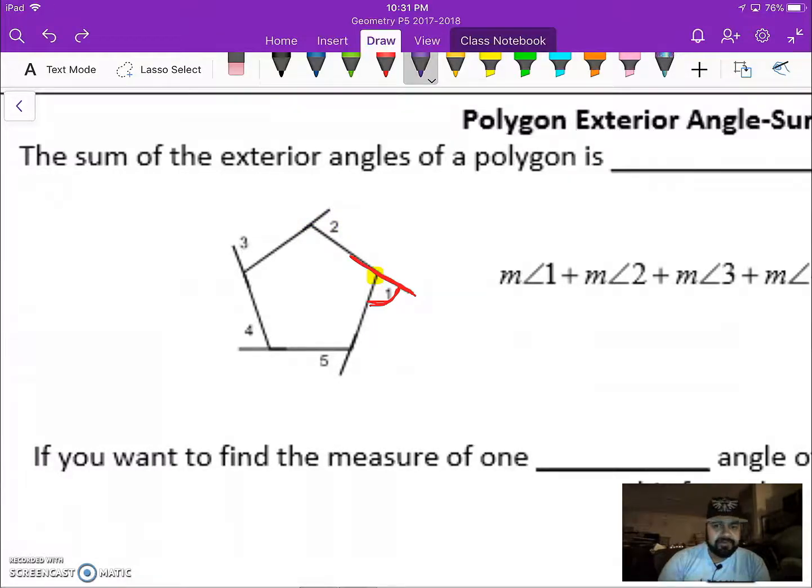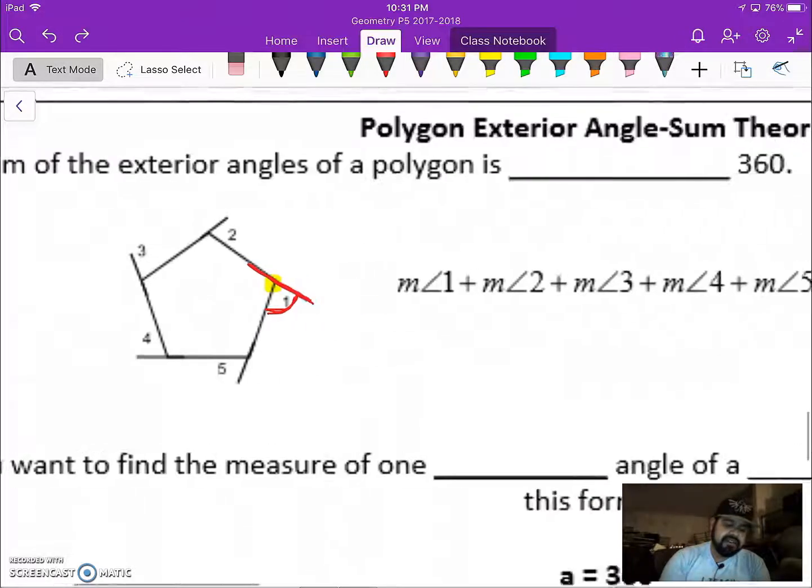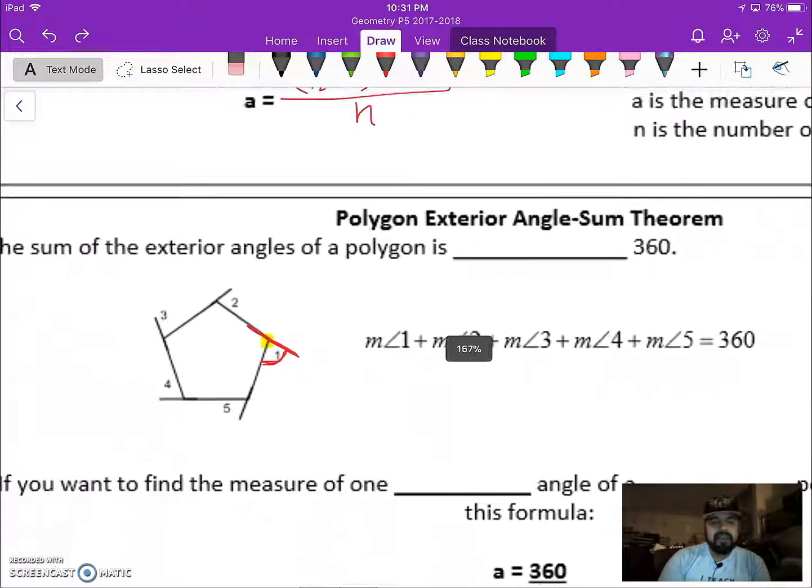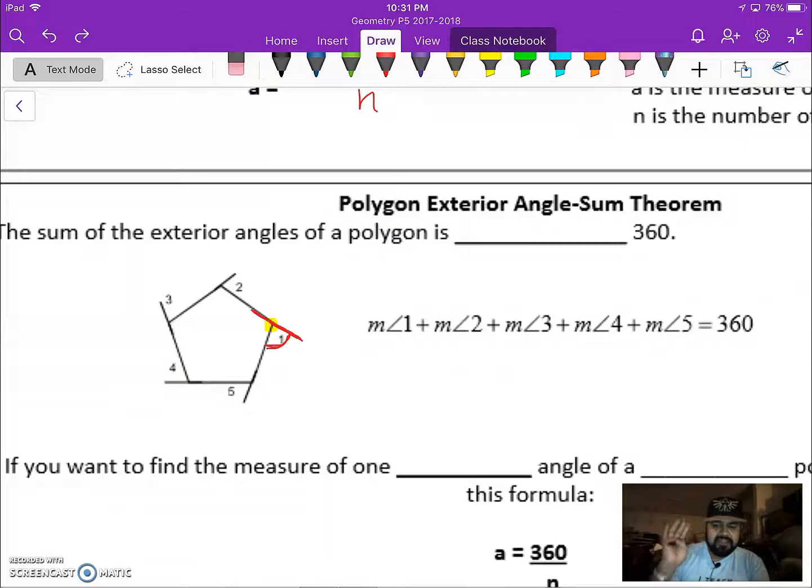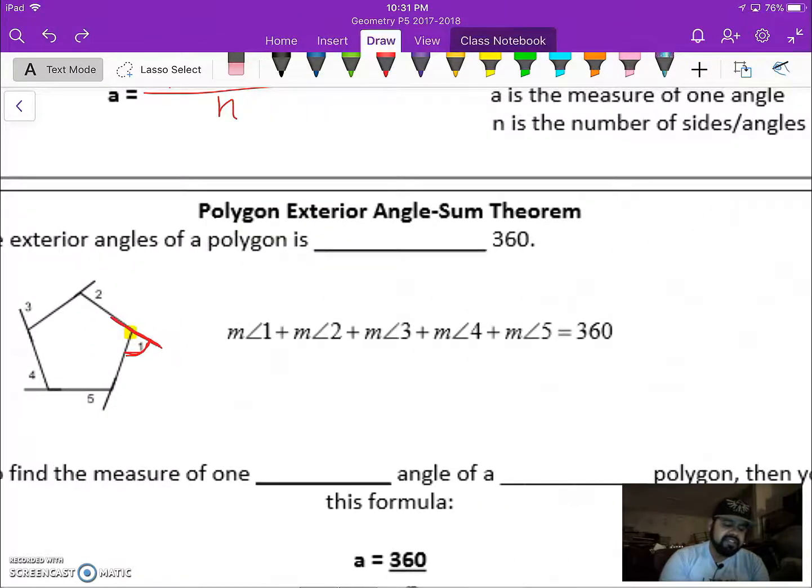That is a no-go. Now this theorem states that no matter what shape you have, it could be a 5-sided shape, it could be a 500-sided shape. No matter what you have, all of those angles that we form on the outside is always 360 when you add them all up.